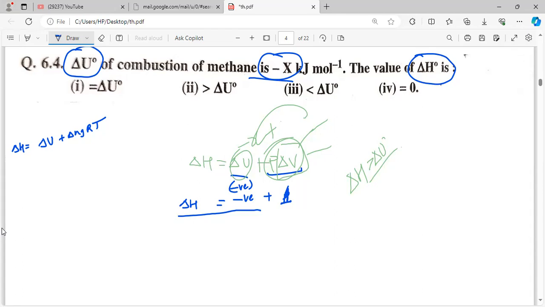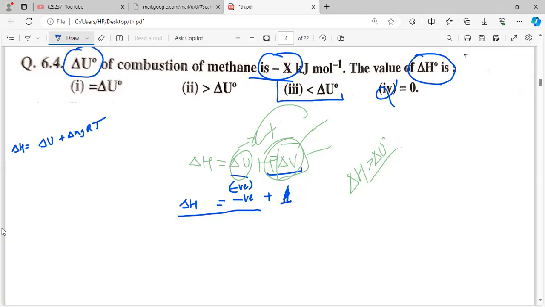Where we have to say whether it is negative or positive? In the question, only its relation with del U naught is asked. Sir, the fourth option is wrong because it cannot be 0. Equal to U naught is also not possible. So we'll have to choose between 2 and 3. From 2 and 3, we see that we are adding P del V to del U, so this is greater than del U. That is why I think this should be option 2.